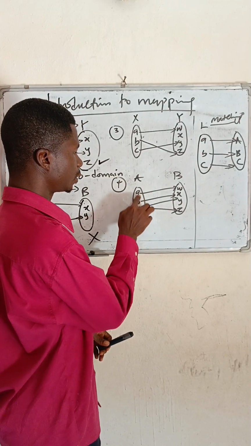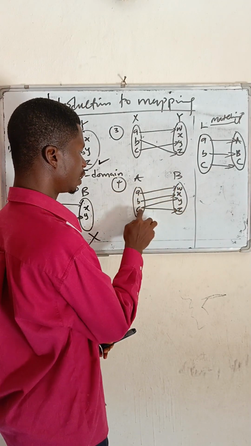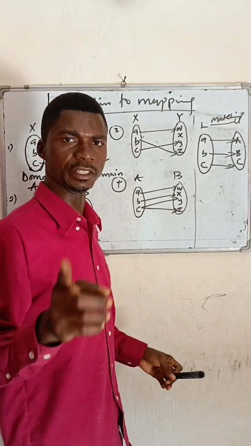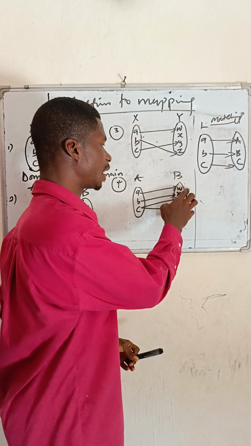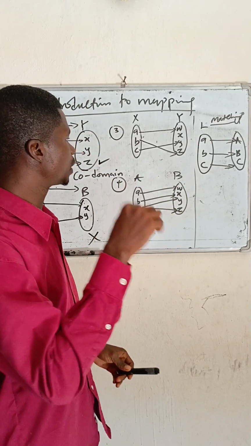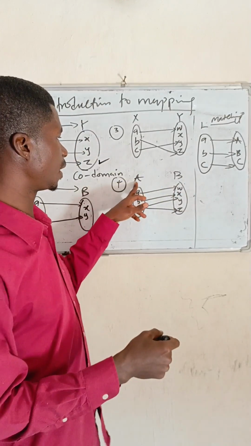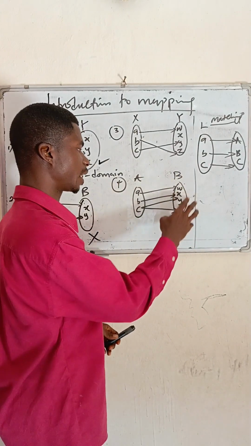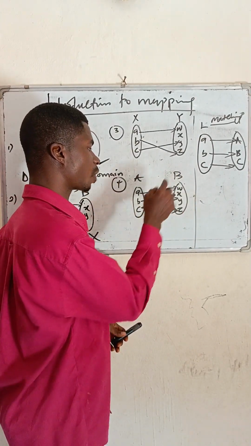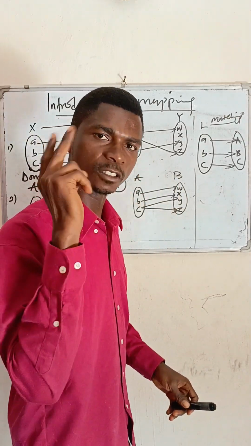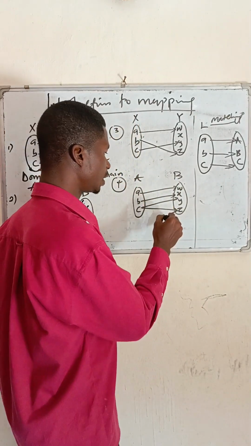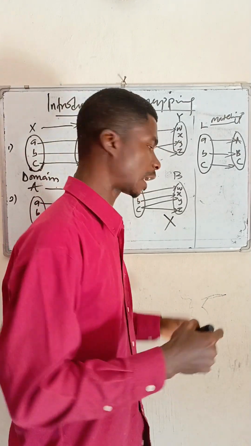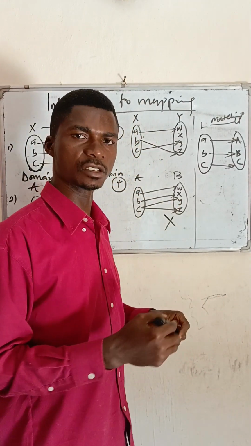But look at this now. Are you seeing this now? This has an image. This has an image. This has two images. It is not a mapping because it has more than one image. We call this the unique element. A mapping is a rule which assigns an element to another element, and that other element is called the unique element. It's not supposed to have more than one image. So in this case, this is not a mapping because it has two images.